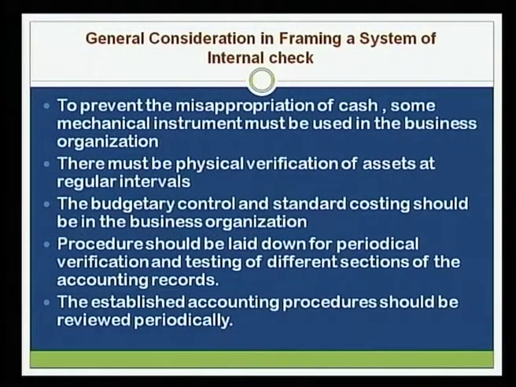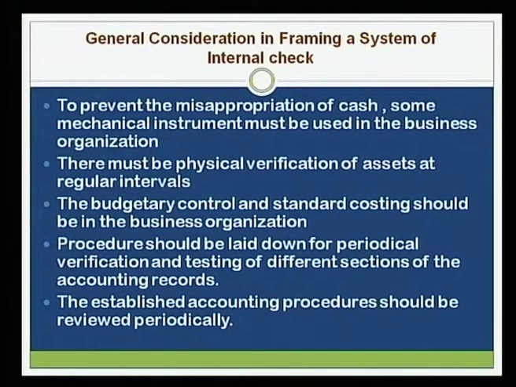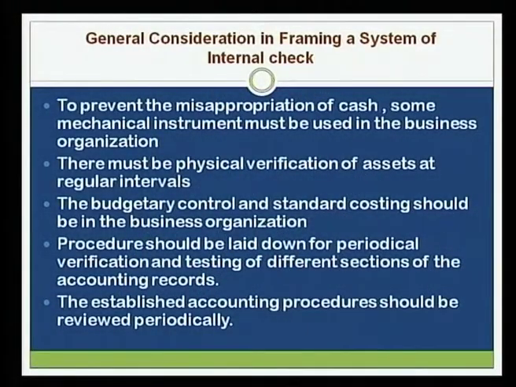There must be physical verification of assets at regular intervals. So there should be an internal check system that at regular intervals the assets would be physically verified. There should not be chances of damage or loss of the assets. Budgetary control and standard costing should be used in the business organization, whereby the cost can be under control and proper standards of cost can be determined and variances can be analyzed. Procedures should be laid down for periodic verification and testing of different sections of the accounting record. And lastly, the established accounting procedure should be reviewed periodically.